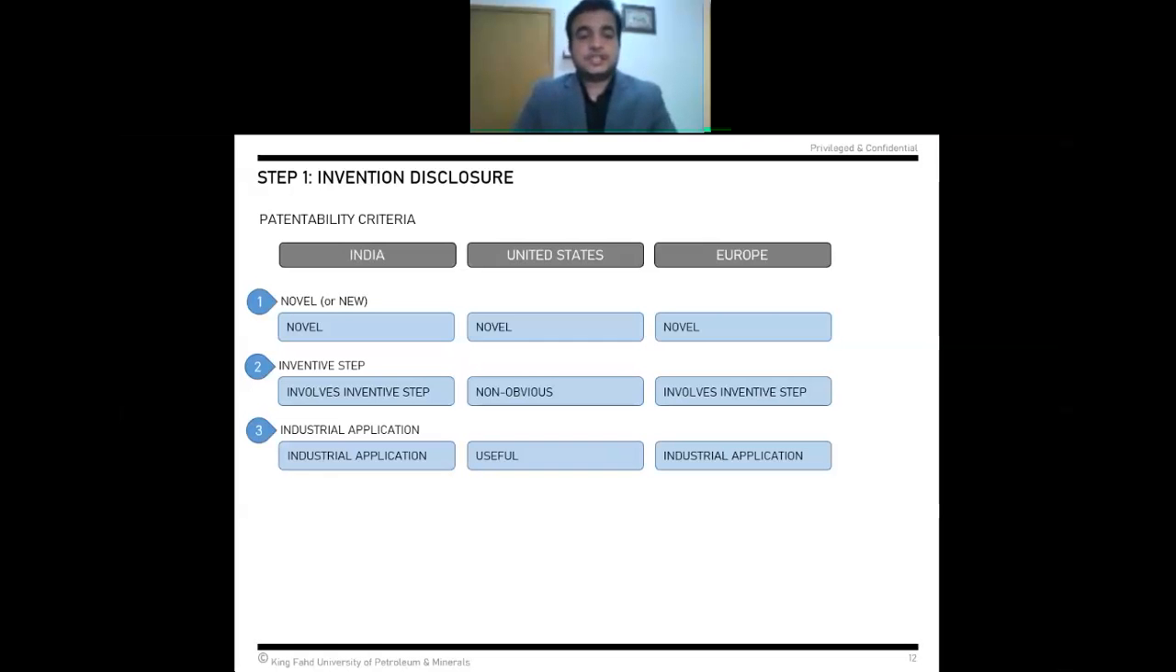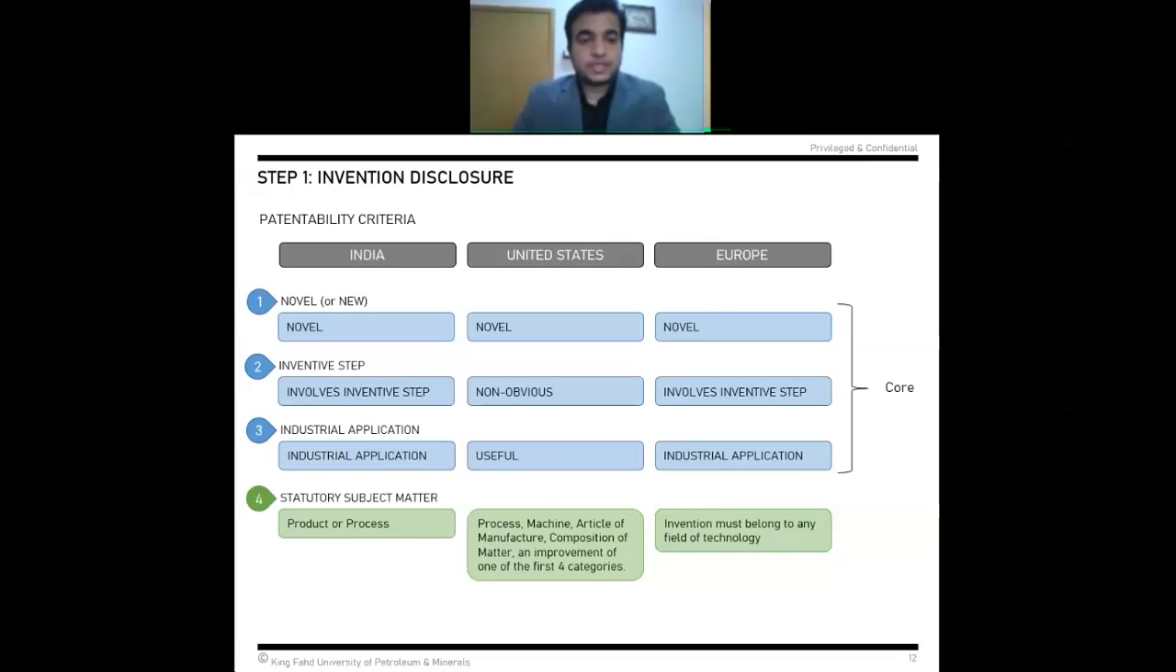Third is industrial application. The third criteria is that the invention should have an industrial application. The same criteria in the US is called usefulness, and Europe calls it industrial application. So these are the three main criteria for getting a patent, but there are two more.